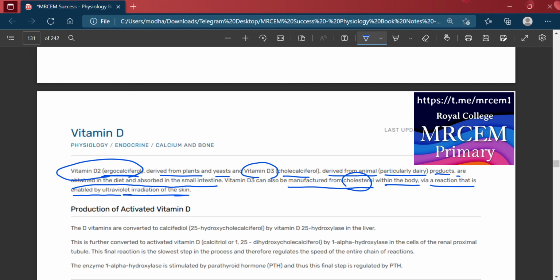Production of the activated vitamin D. Vitamin D is converted into calcifediol by vitamin D 25-hydroxylase in the liver.